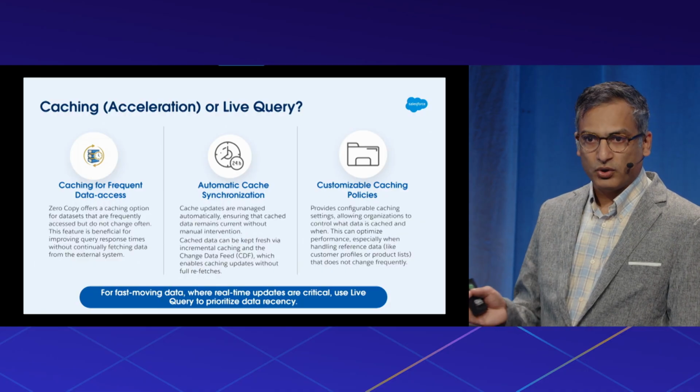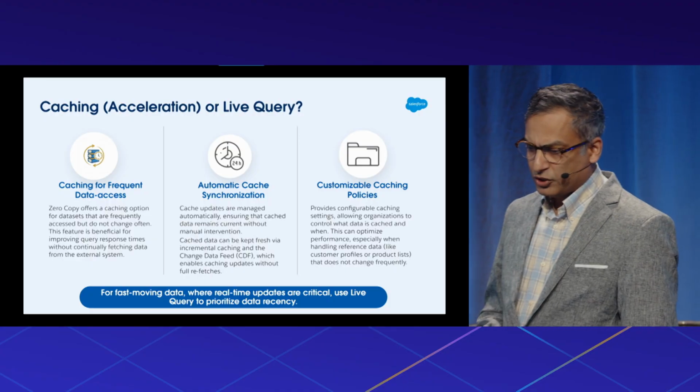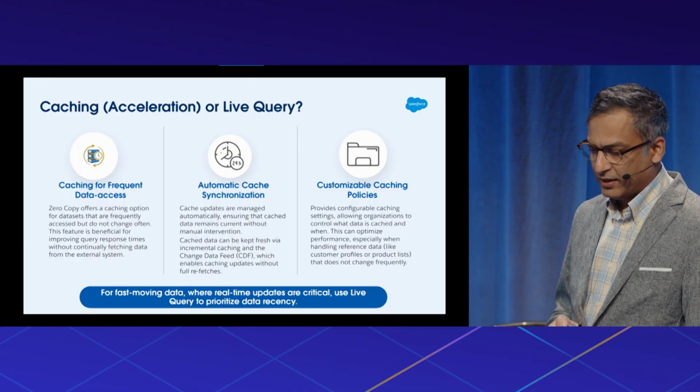Now let's dive a little deeper into the whole Query Federation part. Query has two components. We spoke about caching, and then we spoke about live query. So when do we use caching? When should I use caching versus live query?